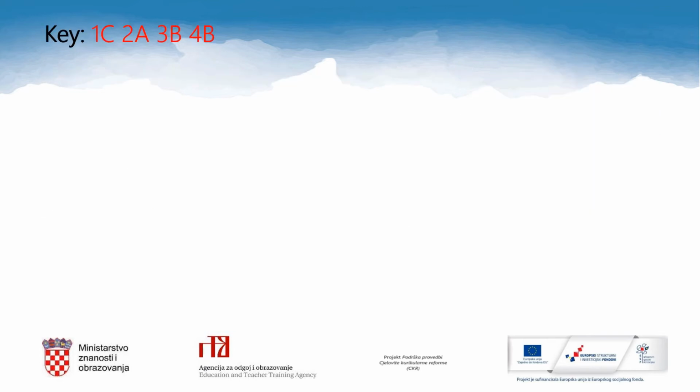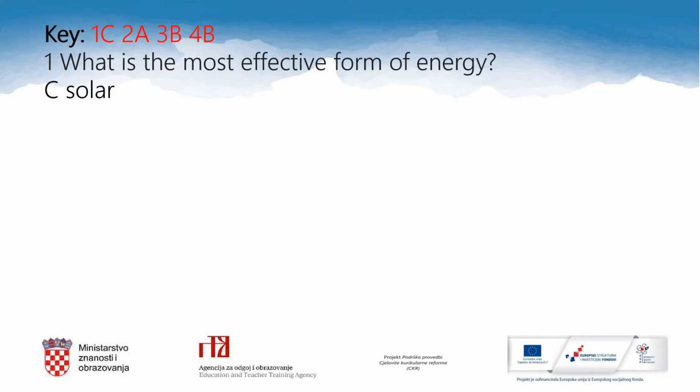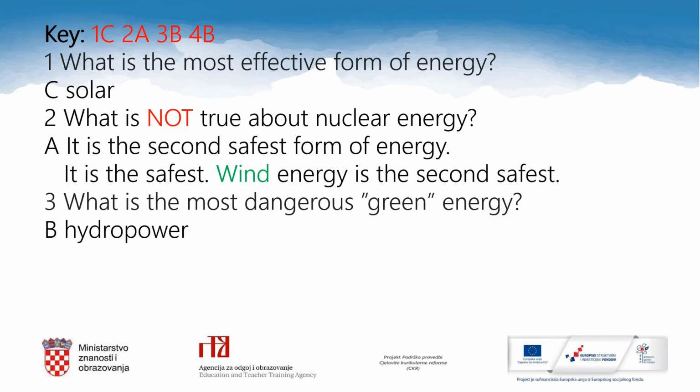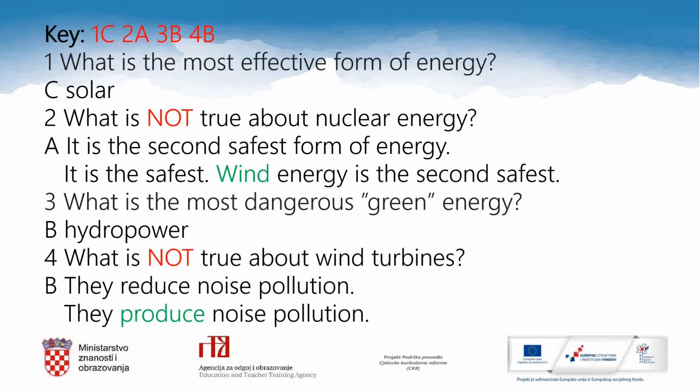And here's the key. 1C. Solar energy is the most effective form. 2A. It is the safest. Wind energy is the second safest. 3B. Hydropower is the most dangerous green energy. And 4B. They do not reduce but produce noise pollution.